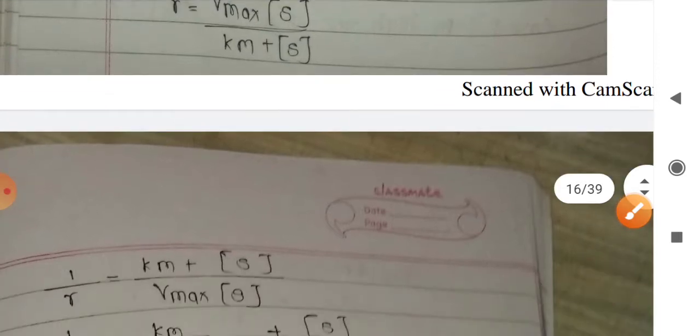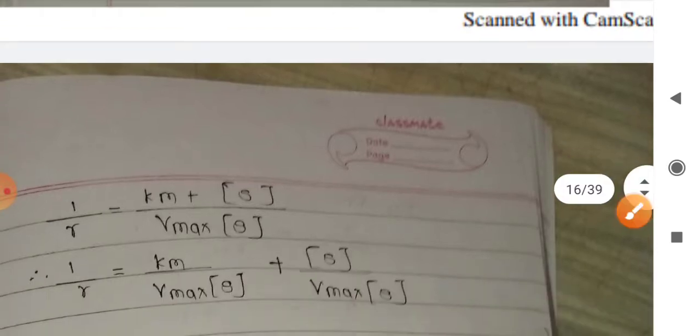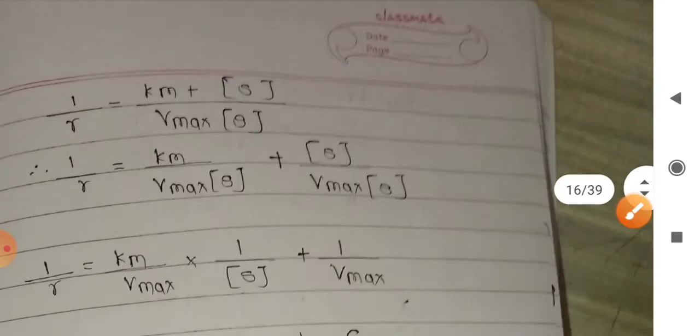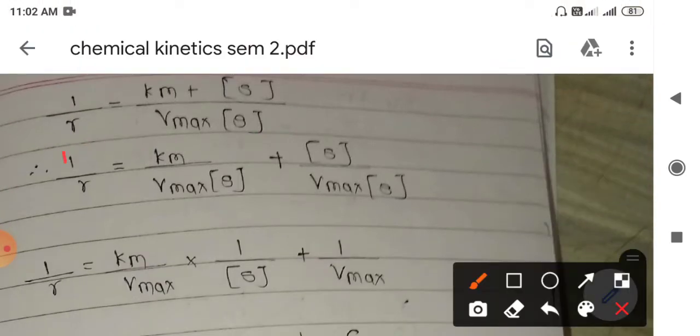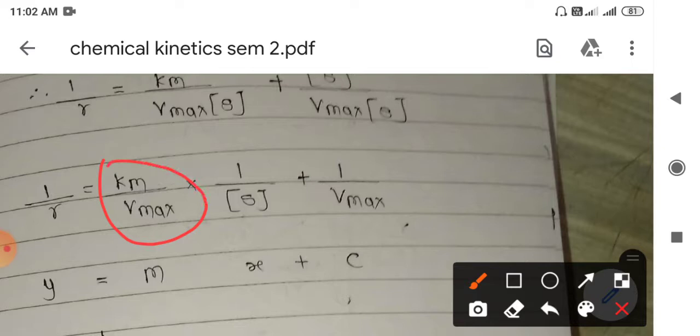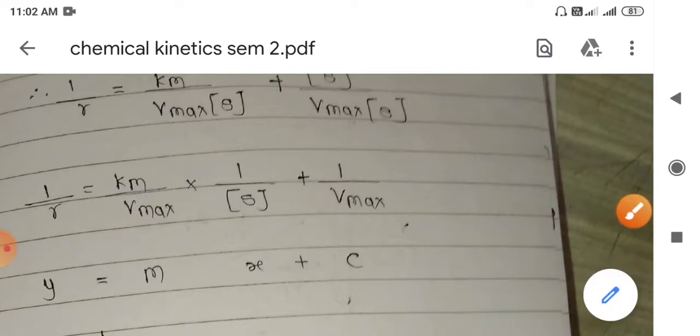We have just taken the reciprocal of the above equation. So what will be the change in the equation? It will look like 1 upon R equals Km plus S divided by Vmax into S. We have just separated the terms and rearranged the equation as 1 upon R equals Km upon Vmax into S plus S upon Vmax into S. The S's get cancelled. Finally we are left with 1 upon R equals Km upon Vmax into 1 upon S plus 1 upon Vmax.